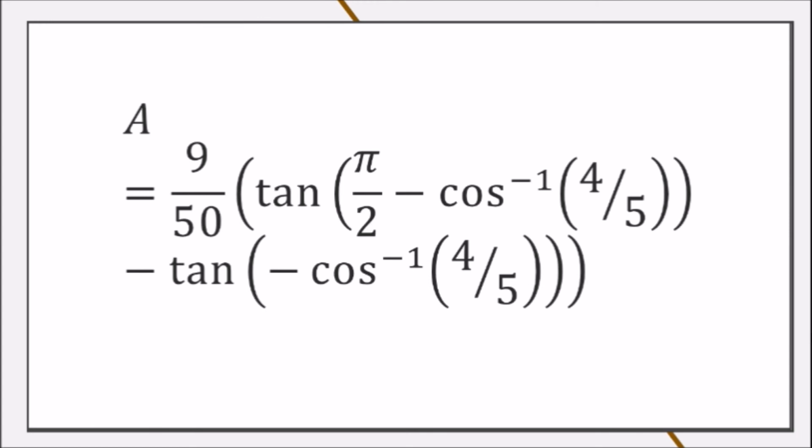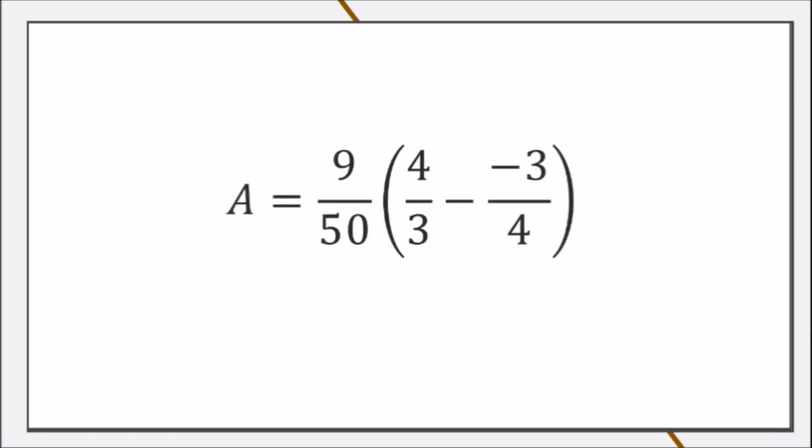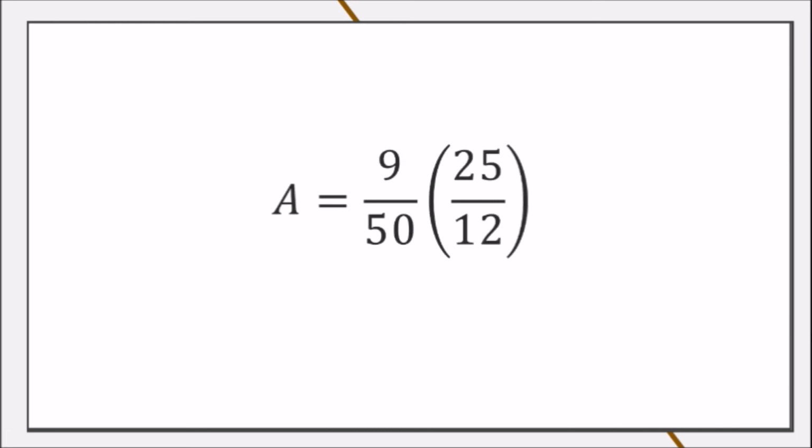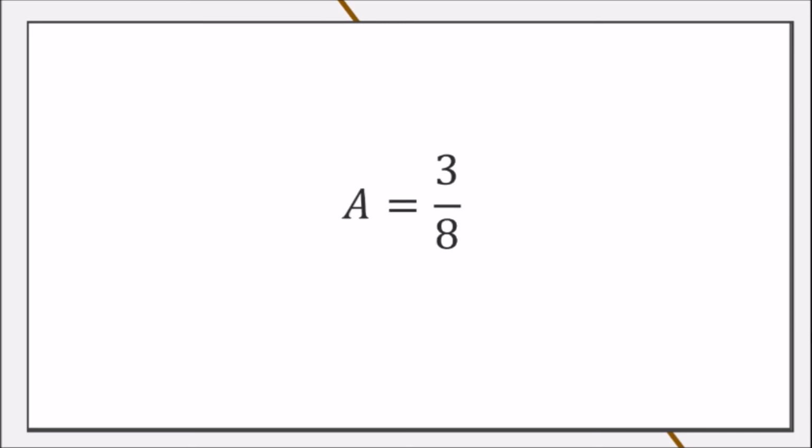We can plug that into our calculator and we get that A equals 9/50 of 4/3 minus -3/4. Doing some basic arithmetic, we get A equals 9/50 times 25/12. Multiply those fractions together and you get the area of the triangle is equal to 3/8.